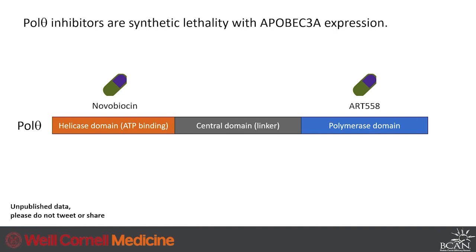So we recruited two different polymerase theta inhibitors to identify the synergistic effect between the APOBEC3A expression level and the polymerase theta inhibitors. One drug is called novobiocin. It's targeting the ATP binding domain. Another drug is called ART558. It's targeting the polymerase domain. These two drugs are right now in clinical trials.